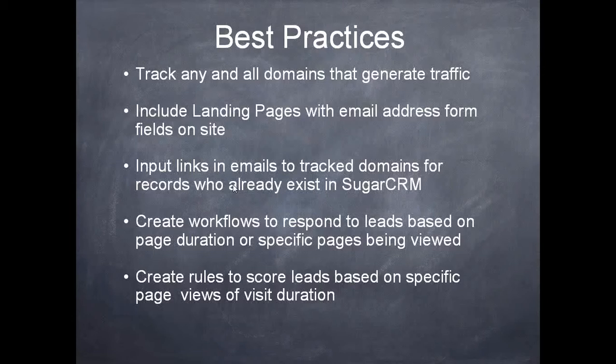You're going to want to automate workflows to send content out to leads if they viewed a specific page, say your pricing page, and then assign the record and alert the agent. You're also going to want to create scorecard rules that will increase or decrease a lead score if they have met the conditions you've set forth.